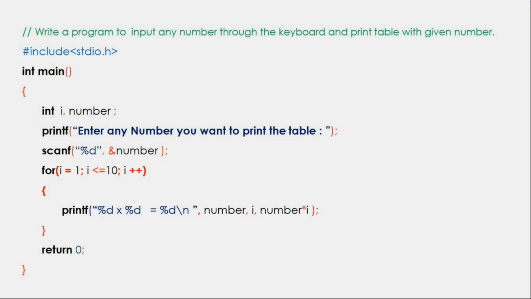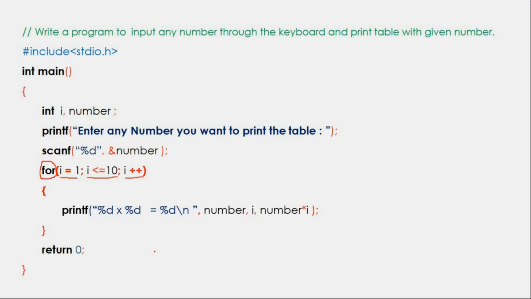In this program, we're using the powerful for loop to print the table when the user inputs any number. Let's break down the components. I equals to 1: this is the initialization section. I less than or equals to 10: this is the condition section. I plus plus: this is the increment section. Now the program is completed.